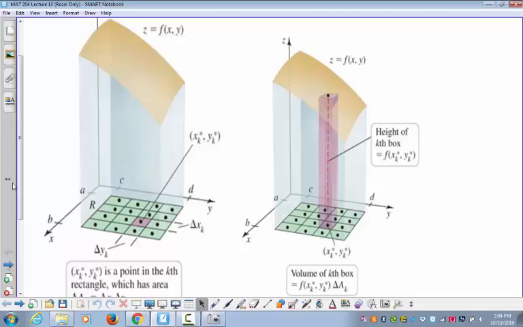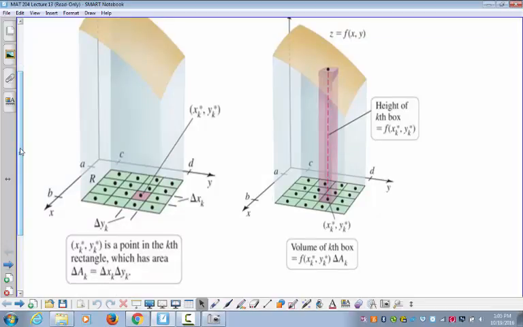In calc 1, you took your interval and partitioned it into a bunch of subintervals, and then you created all those rectangles called the Riemann sum, and then you let n go to infinity to actually define the single integral. We're going to do the same thing here. We're partitioning the domain, which is this rectangle, into tiny rectangles, and for the kth rectangle, we're picking a random point in there.